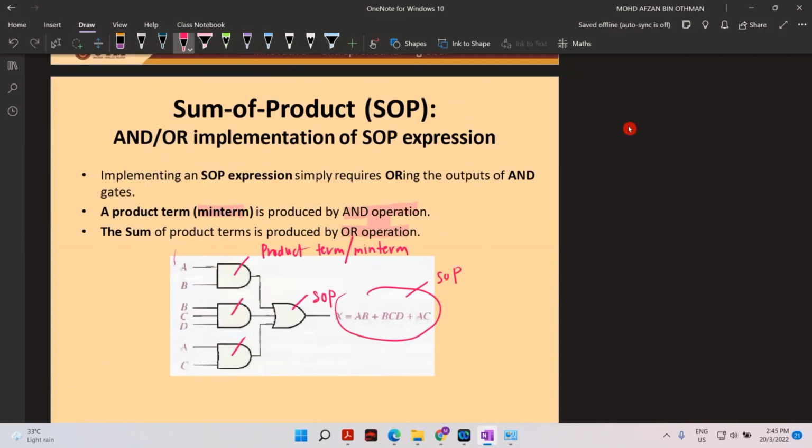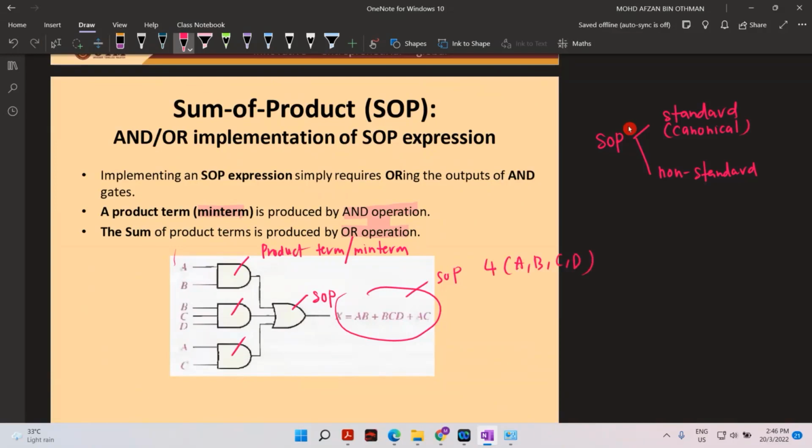Kenapa saya kata dia non-standard? Okay, because SOP and POS kita ada dua jenis. One is a standard form, ataupun sometimes di some buku akan guna terms canonical. So this is a standard and the second one is a non-standard. What is the difference between standard and non-standard? Kalau kamu tengok yang ni, ada berapa domain? Ada 4 domain, betul tak? Which is A, B, C dan D. So this one here saya panggil dia sebagai non-standard.